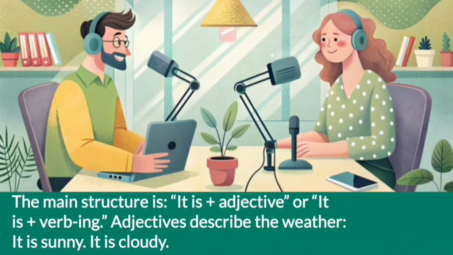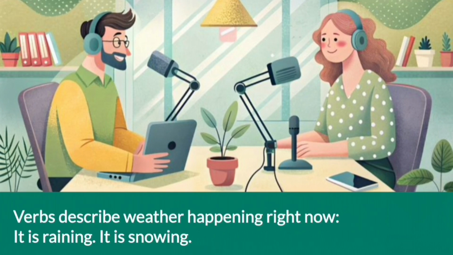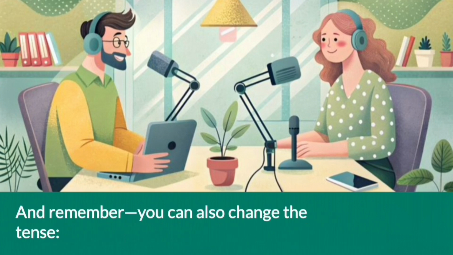Step 1. Grammar Intro. The main structure is it is plus adjective or it is plus verb-ing. Adjectives describe the weather. It is sunny. It is cloudy. Verbs describe weather happening right now. It is raining. It is snowing.